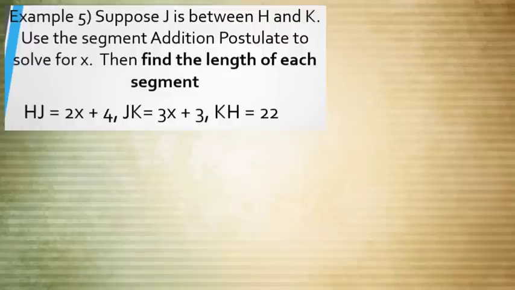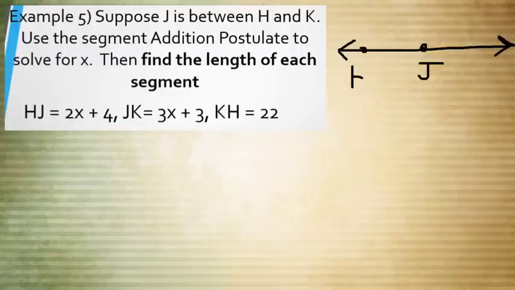So again, we have, suppose J is between H and K. Again, we're going to use that segment addition postulate to solve not only for x, but I want to find the length of HJ, JK, and KH. Well, we already know that one's 22. So that's our final thing we want to do here. So let me just draw a quick picture of what this is going to look like. Again, we're going to put J in between H and K.